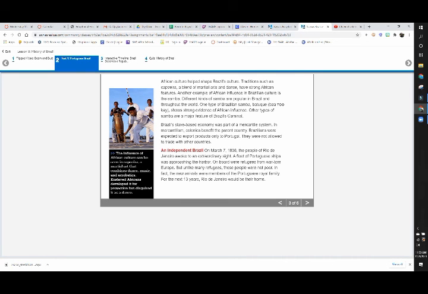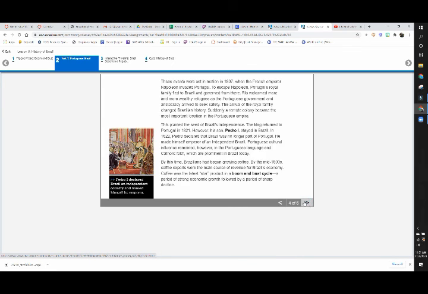Then on March 7th, 1808, the people of Rio de Janeiro awoke to an extraordinary sight. A fleet of Portuguese ships were approaching the harbor. On board were refugees from war-torn Europe, but unlike many refugees, these people were not poor. In fact, the new arrivals were members of the Portuguese royal family. For the next 13 years, Rio de Janeiro would be their home. So the royal family actually lived in Brazil for 13 years.